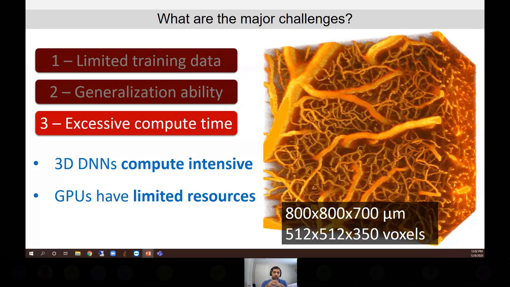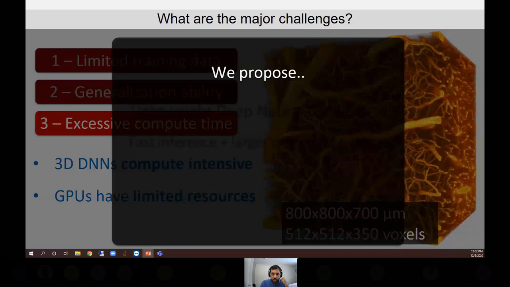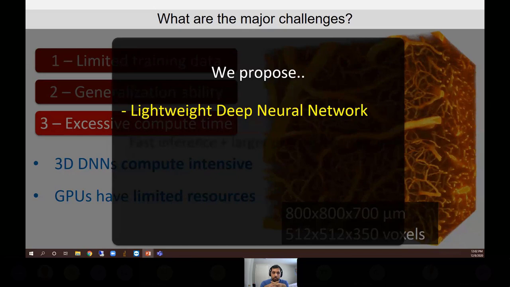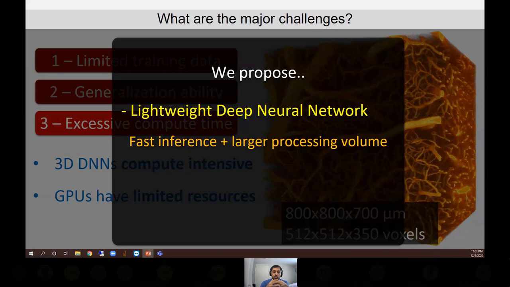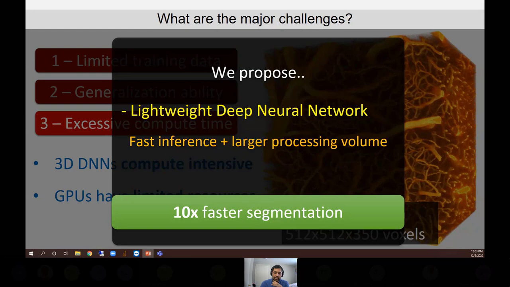Just to give you an example, one of the deep learning papers that I cited took about 1 month for the complete training and fine-tuning process. Whereas in our case, we are able to completely train our deep neural network in only 4 hours on very large-scale data. How we achieve this is that we propose a very lightweight deep neural network. And I use the term lightweight heuristically, meaning that it is able to perform inference very fast, and it is able to process much larger volumes in a single iteration. Using this, we were able to achieve 10 times faster segmentation compared to the existing techniques.